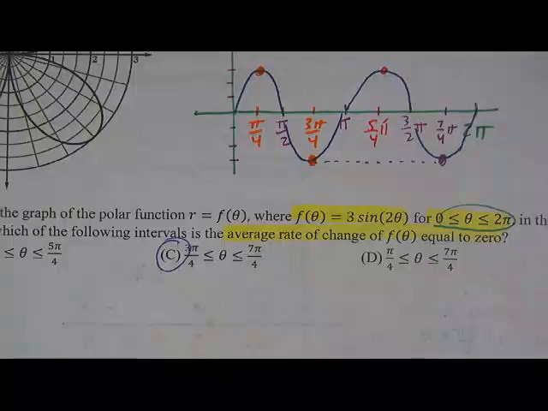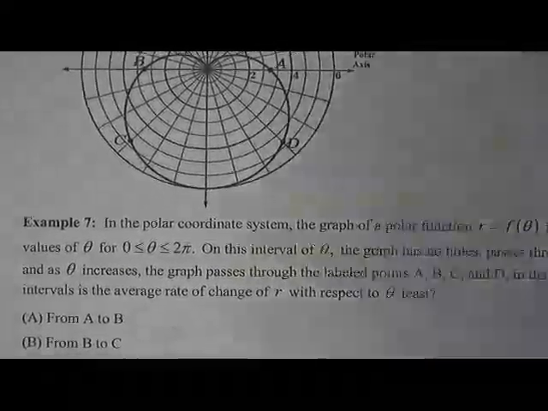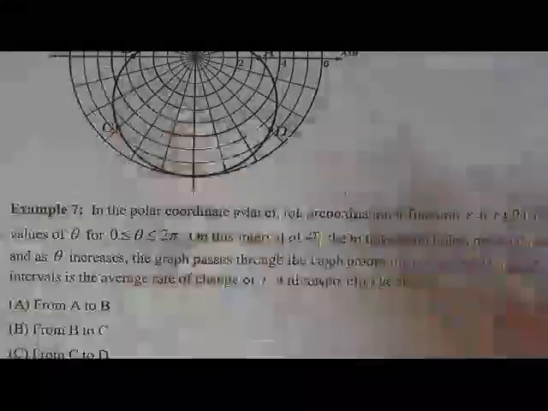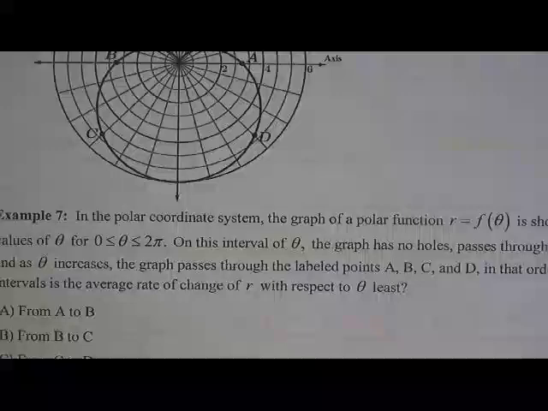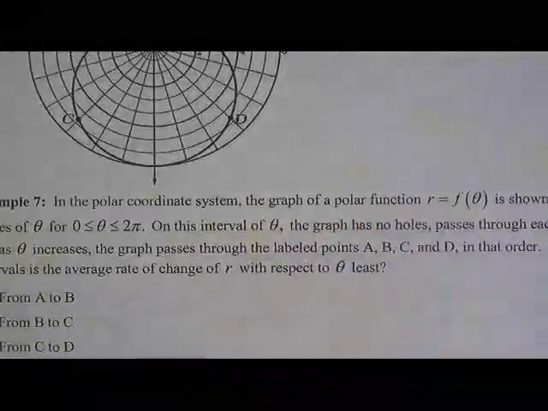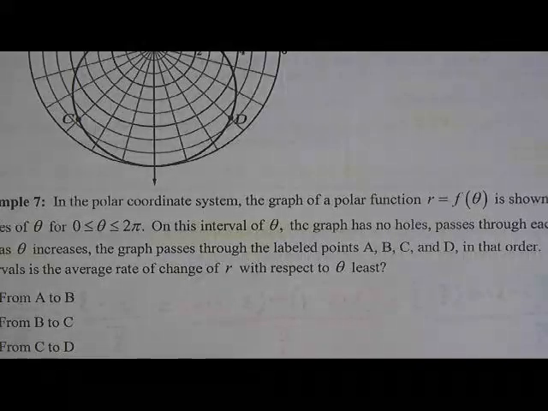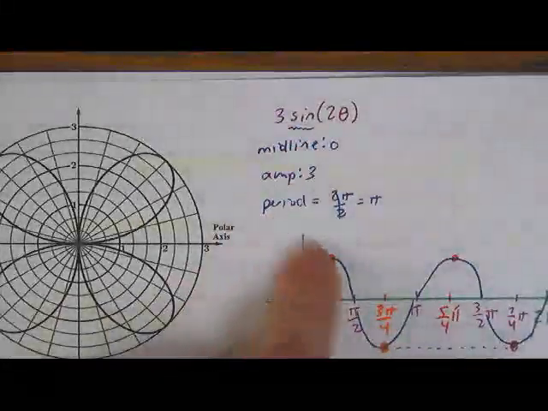The hardest one in the whole entire thing is example 7. And the reason it's difficult is, let's read through this. It says, in the polar coordinate system, the graph of a polar function is shown. Does it tell me what that function is anywhere? So how in the world am I supposed to graph this out in a rectangular plane if I can't do what we've been doing where we find all the stuff and graph it?